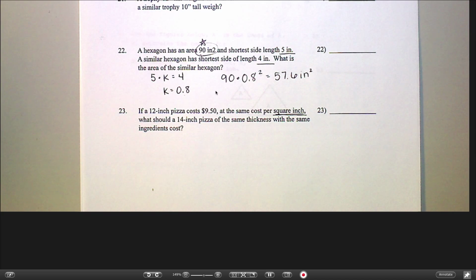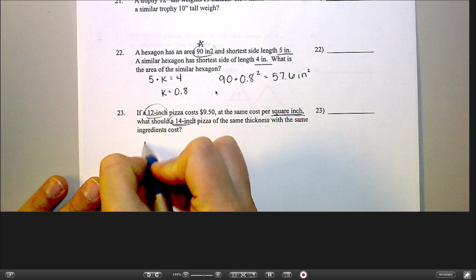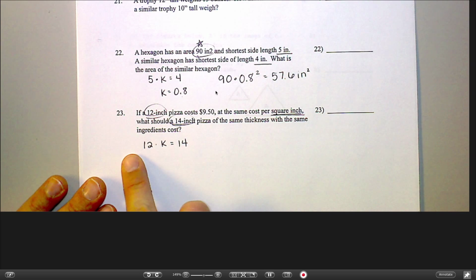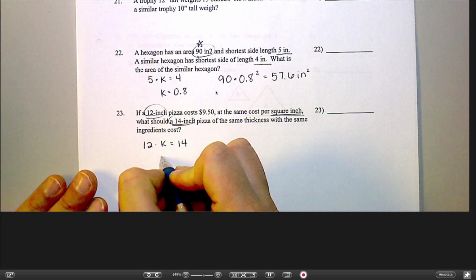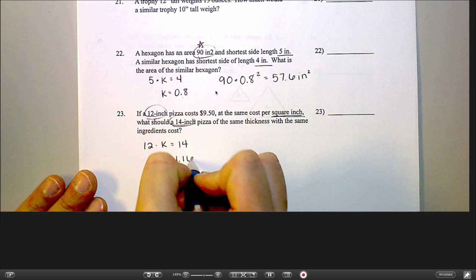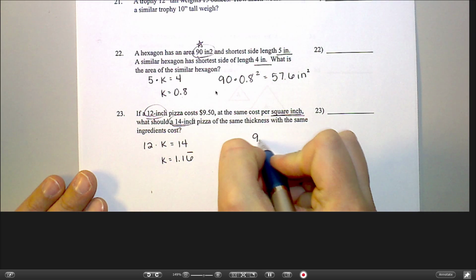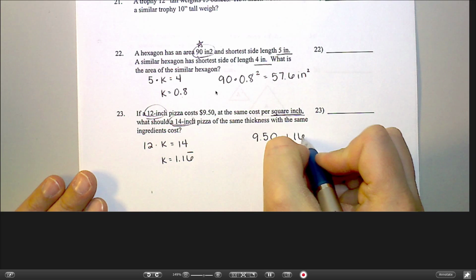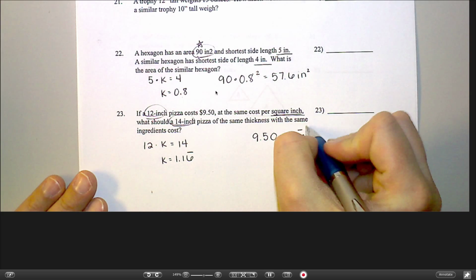Okay, what should a 14-inch pizza with the same ingredients cost? So first I need a K value. Which two numbers am I using to get my K value? Jake? Yeah, I'm going from 12 to 14. So I'm saying 12 times what K value equals 14. And then I would end up doing 14 divided by 12, and I get 1.16 repeating. Okay. So then I want to take my cost, the $9.50, and multiply by that K value. What do I do to the K value? If I'm talking area, I'm going to square it, yeah.